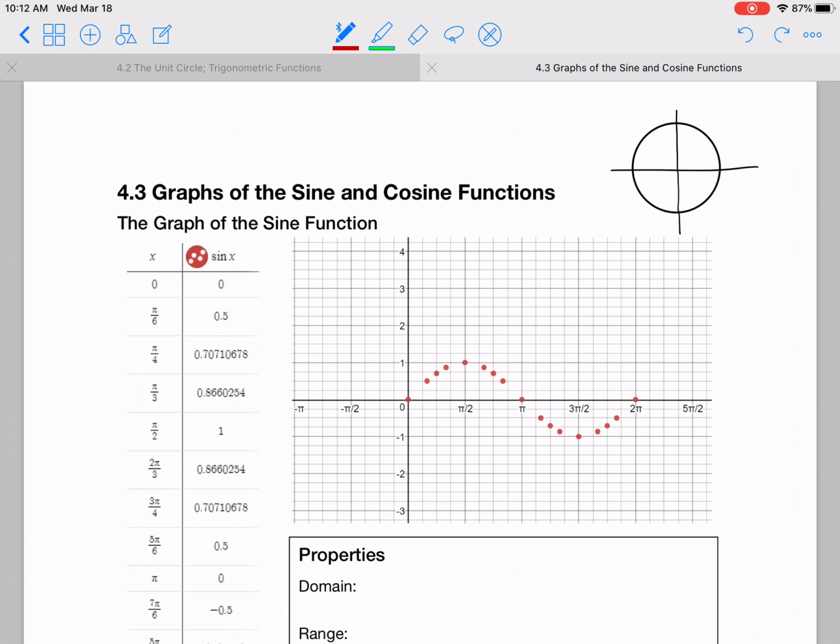So first we're going to start looking at the graphs of the sine and cosine. And so the first one we're looking at is the graph of sine. And so before we start actually drawing this out, I wanted to look back over here at the unit circle, because that's how we've been defining it so far. And so I have a little one up here drawn.